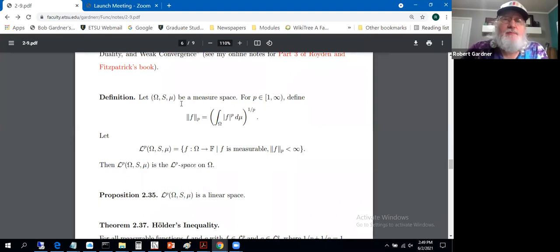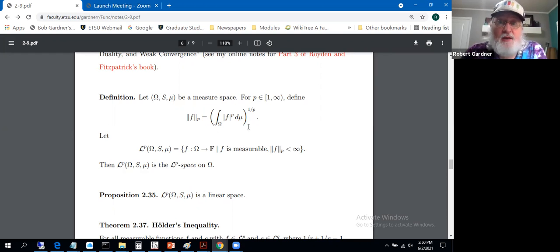For (Omega, S, mu) a measure space, and p greater than or equal to 1, define the LP norm. Okay, if I'm going to call it a norm, I need to make sure it's a norm. We'll take care of that here in a little while. So let me just go ahead and verbally read this: the LP norm of f is defined to be the integral over Omega of the absolute value of f to the p power, integrated, to the 1 over p, the pth root of. So you're raising to the pth power here, and you're taking a pth root on the outside.